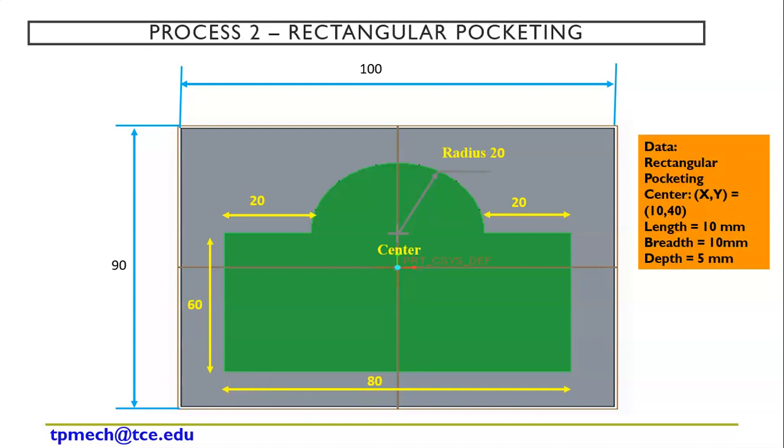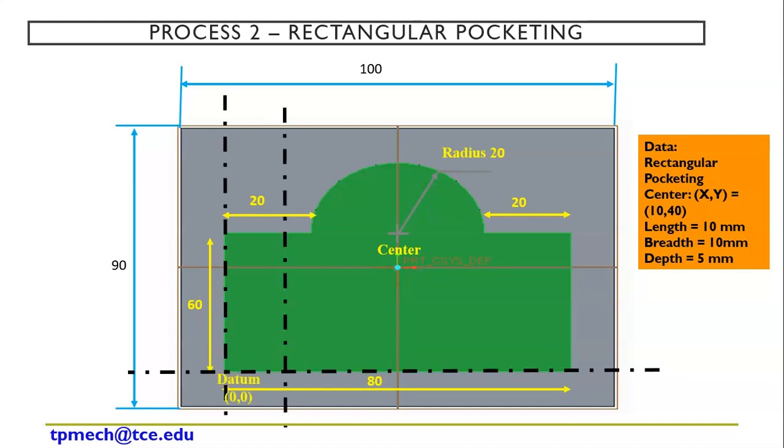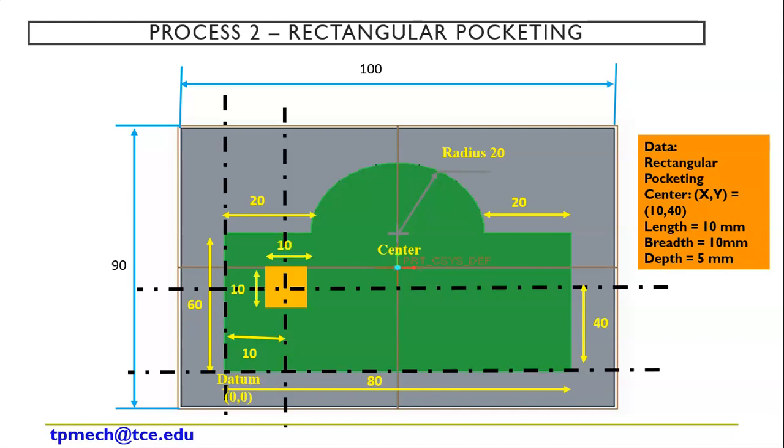Next I take the rectangular pocketing. From the datum, the axis is 10 in x and 40 in y. So if I consider this is my x and y axis, from the datum I draw 10 mm, and then 40 mm. This is my datum, right? So this is the center point of the rectangular pocket. Finding the center for a circular pocket is easy, but for a rectangular pocket, if we join the diagonals it will meet at one particular point. That point we say is the center point, right? So this is 10, 10.